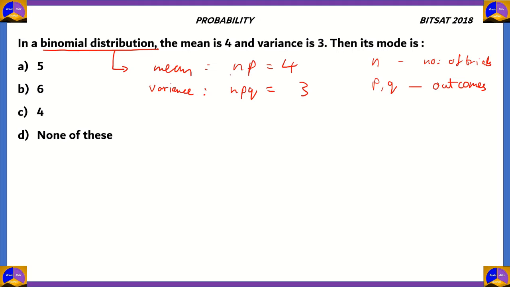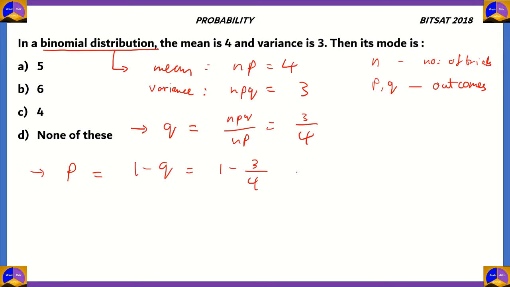So now we know the value of NPQ as 3 and we know the value of NP as 4. So therefore the value of Q will be equal to NPQ divided by NP. That is equal to 3 divided by 4. And since P is the successful outcome and Q is the failed outcome, we can write P as equal to 1 minus Q. So that is 1 minus 3 divided by 4, which is 1 divided by 4.